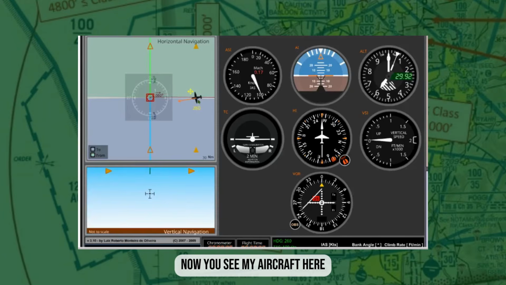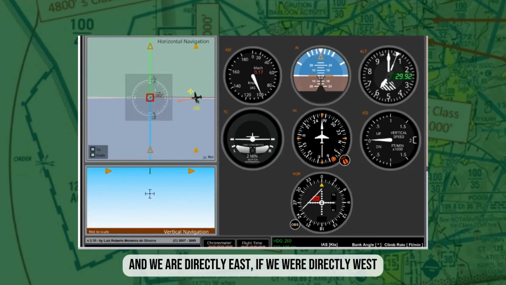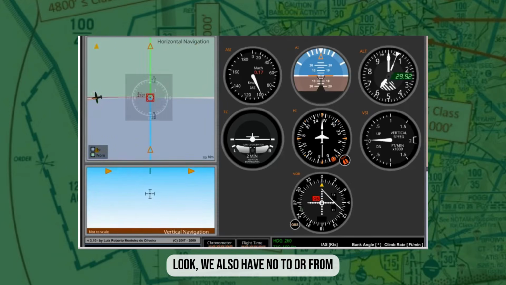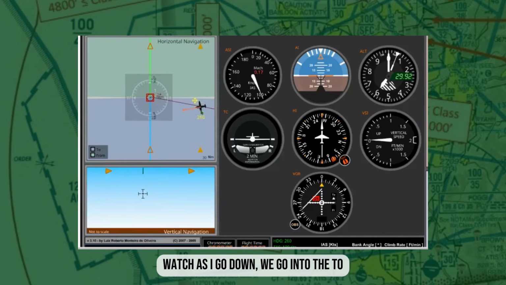Now you see my aircraft here. We have the 0 degree radial, right? So that's directly north. And the opposite of that is directly south. And we are directly east. If we were directly west, as I move this aircraft, look, we also have no to or from. That means we are directly in the threshold. Watch as I go down, we go into the to. As I go up, we go into the from. We are in no man's land right here.